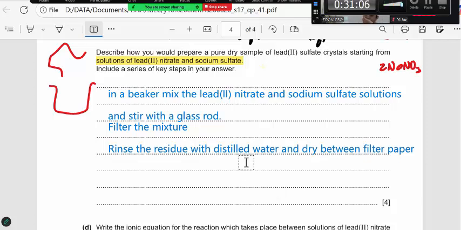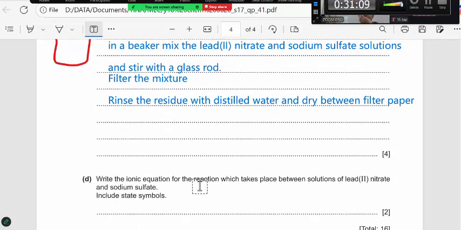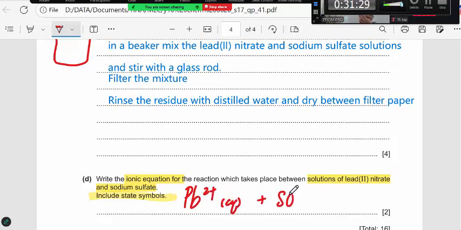These are ionic equations. This is what I was talking about just now. Ionic equation between lead(II) nitrate and sodium sulfate, include the state symbols. So lead and sulfate become lead sulfate, and this one is solid. Okay?